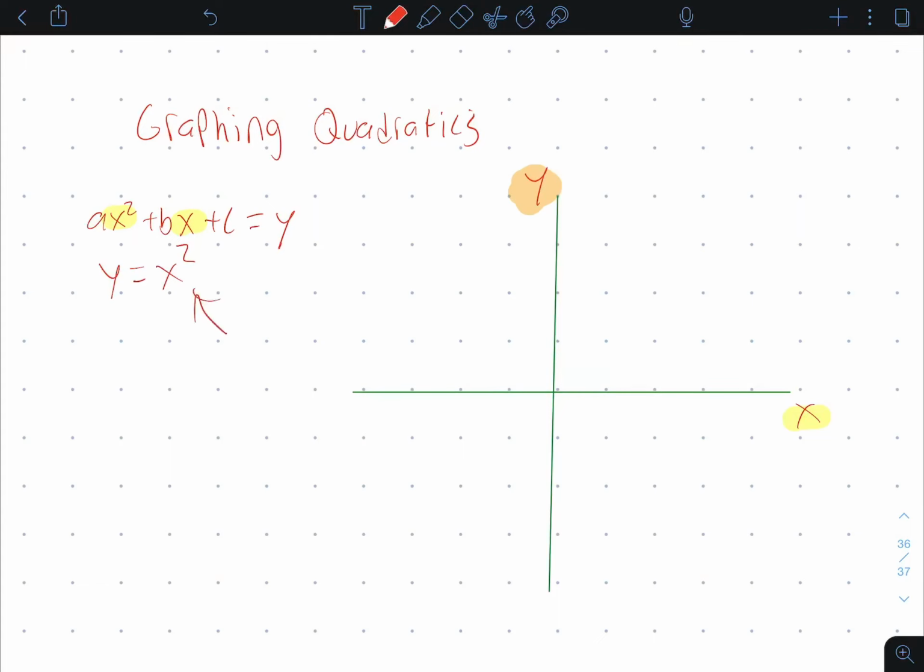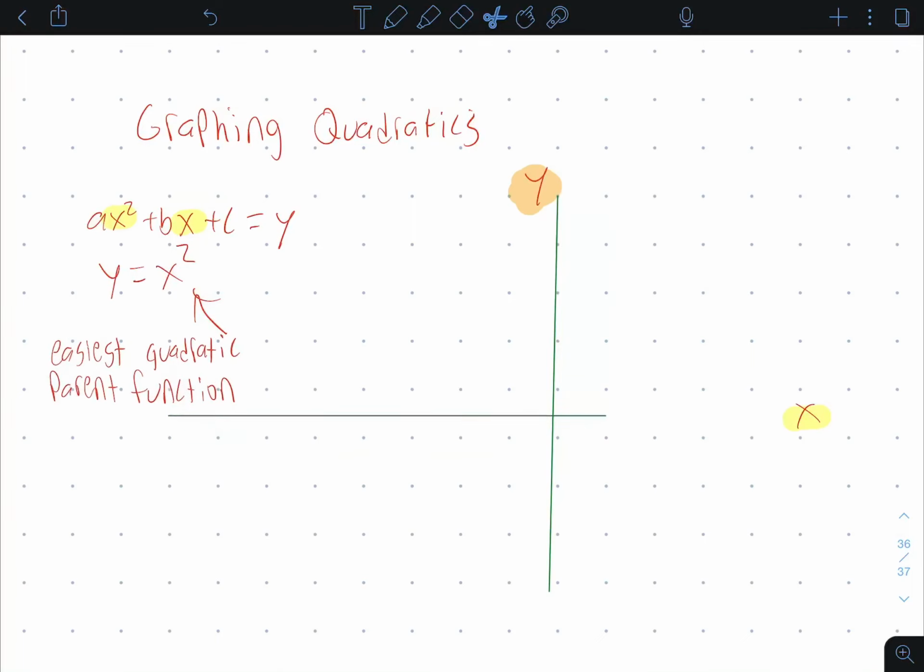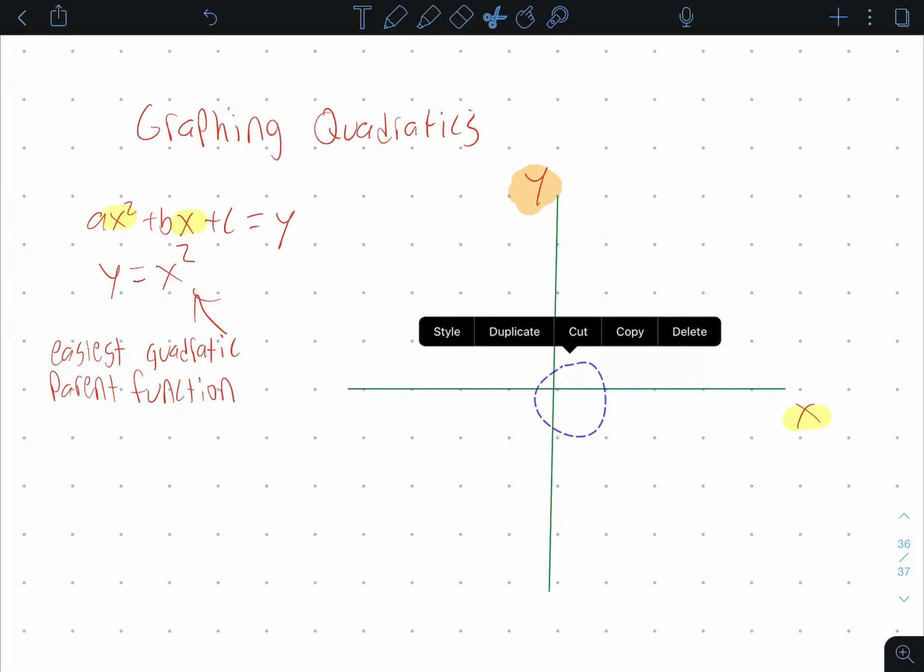This one is the easiest quadratic. Because it's the easiest, the most basic, the most simple, we call that the parent function. And I'm going to move this because that's in the way of the graph that I have. So the easiest quadratic is a parent function.